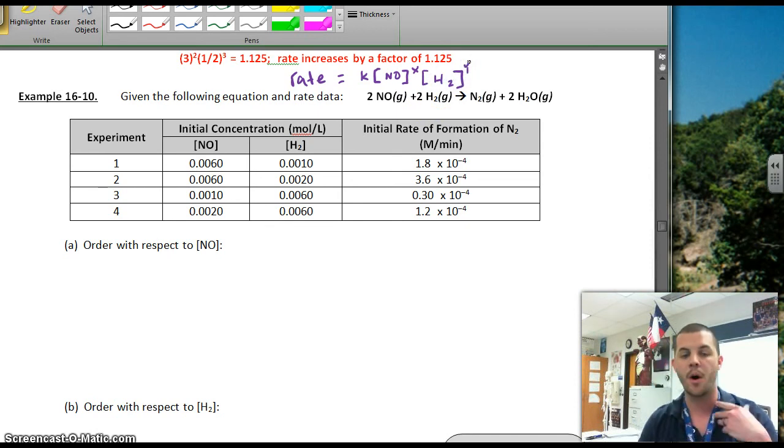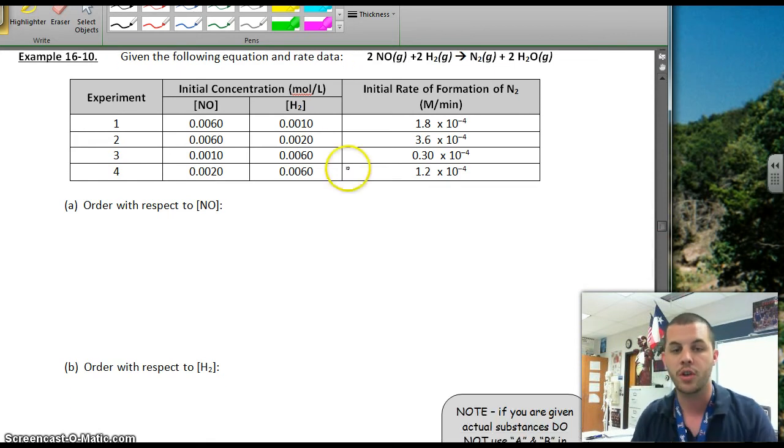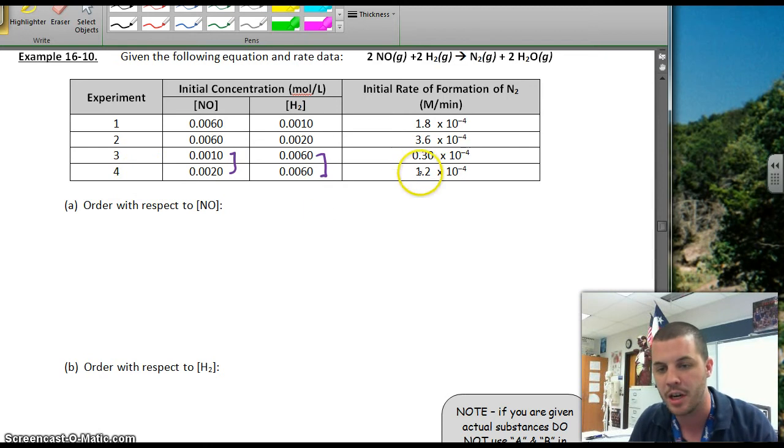to the Y power. Now, we need to figure out our orders. Right now, this is listed as X and Y. The way we're going to do this is find two experiments where the concentration of nitrogen monoxide changes, but the concentration of H2 stays the same. If we take a look right here, these two stay the same, but these two change. So we choose the experiment that has the faster rate, or the larger number for the rate. That's going to be experiment 4.